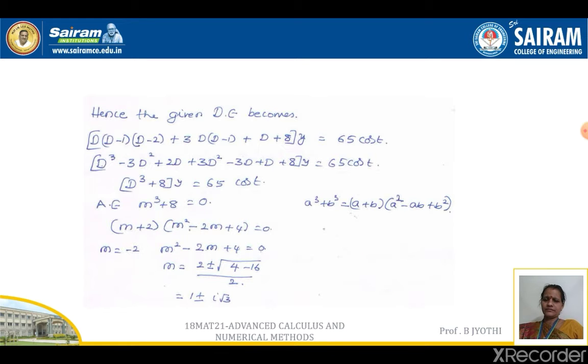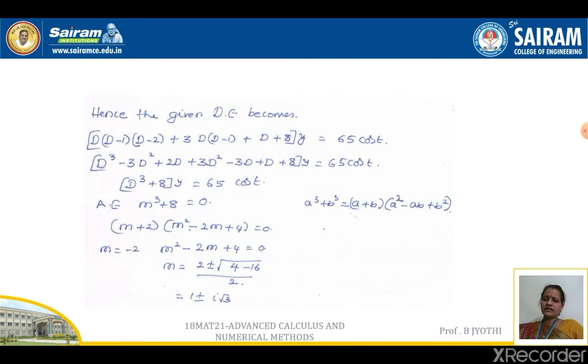cos t. That on simplification we get D cube minus 3D square plus 2D plus 3D square minus 3D plus D plus 8 of y is 65 cos t. Now we can observe D square terms get cancelled, that is minus 3D square and plus 3D square, and also the D term gets cancelled, that is plus 2D and minus 2D. Remaining is D cube plus 8 of y is 65 cos t.